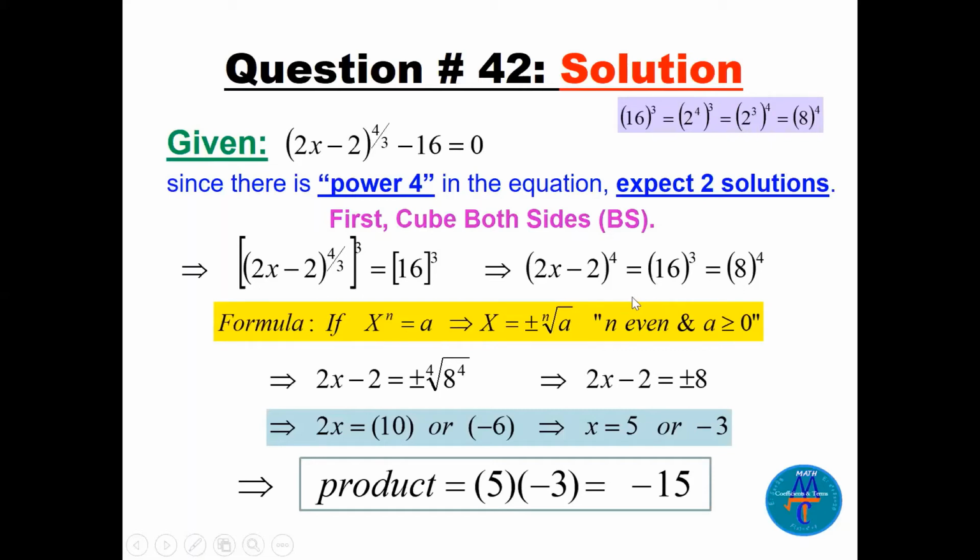So 8 to the power 4, this is all the a. So it will be the 4th root of 8 to the power 4, so plus or minus 8. Take 2 to the other side. And then you can add, see, if you take a 2, it will be 2 plus or minus 8. So 10 or minus 6. This is 2x. Divide by 2, x will be 5 or minus 3. So when you multiply the solutions, you get 5 and minus 3. The product is minus 15.